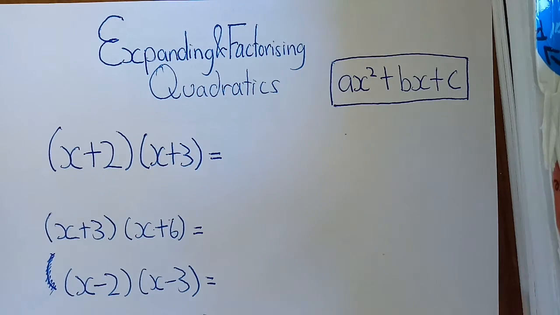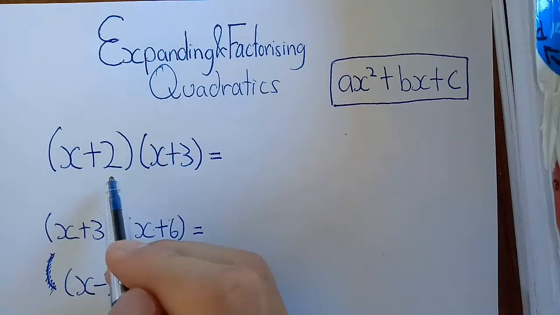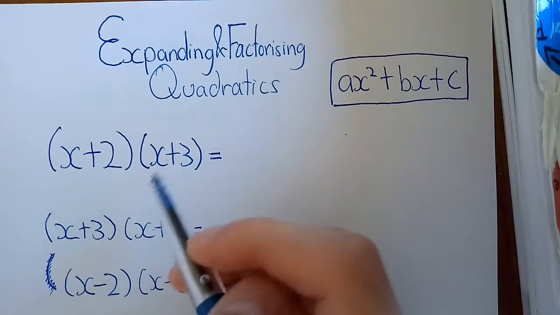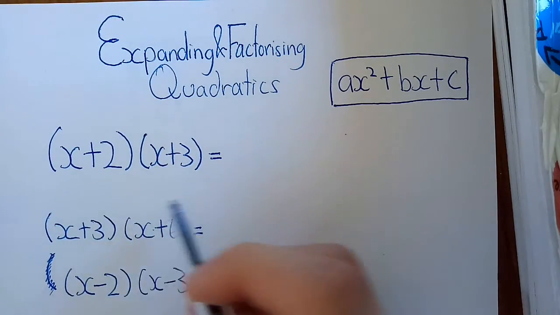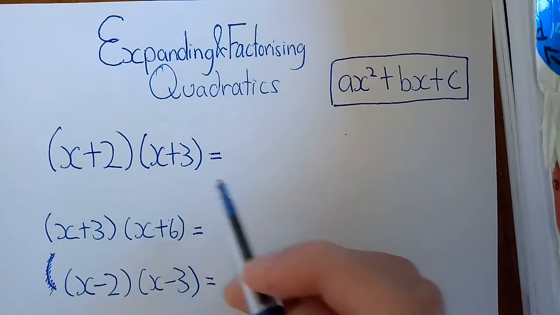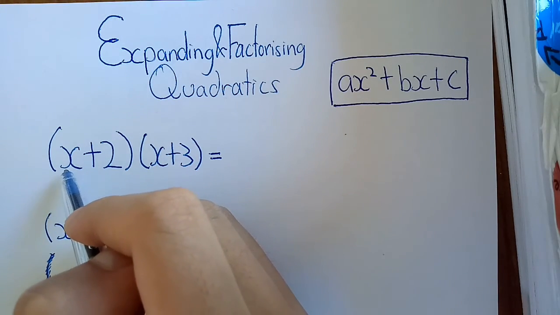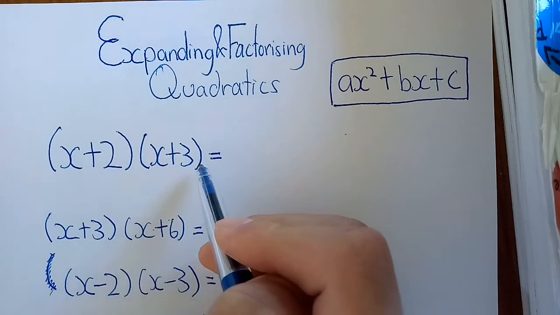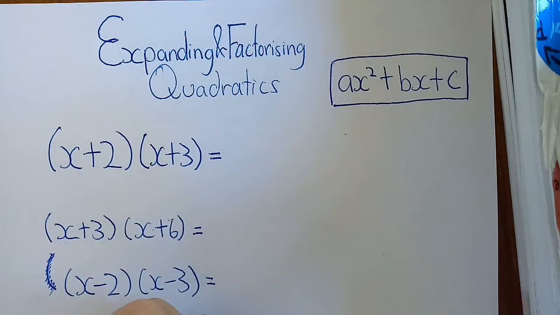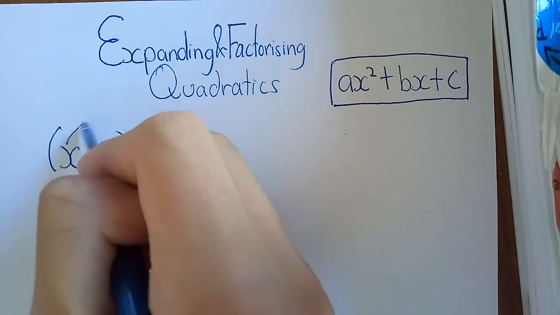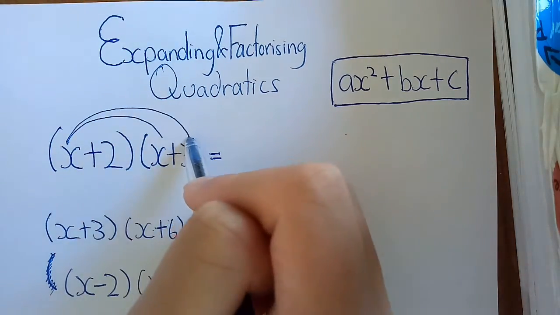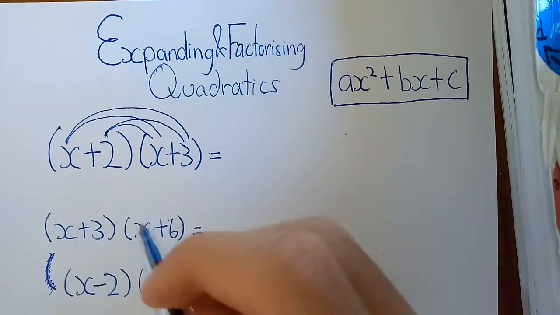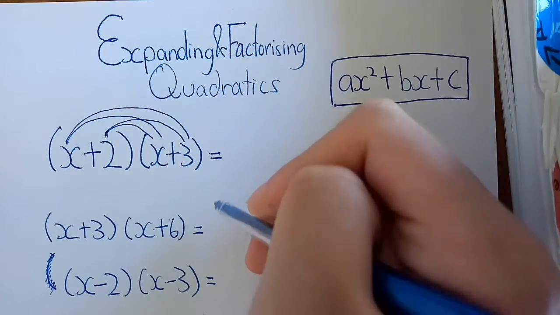So looking into the first equation, we have x plus 2 in the first bracket and x plus 3 in the second bracket. So how we're going to multiply out is multiplying the first value in the first bracket by all the values in the second bracket and then doing the same with the second value. So basically we're multiplying this value by this and this first, and then we're multiplying the second value by this and this. So I'll work it out for you and you can see for yourself.